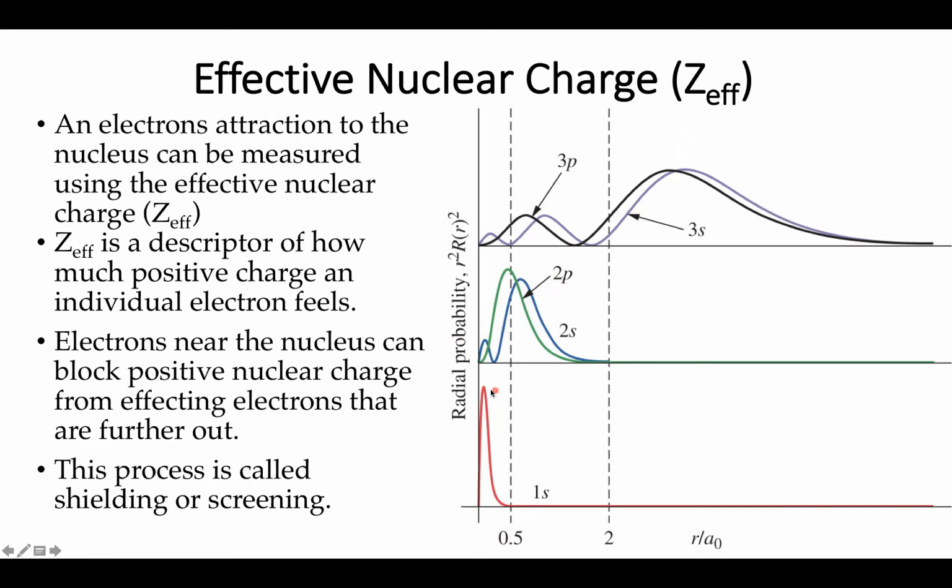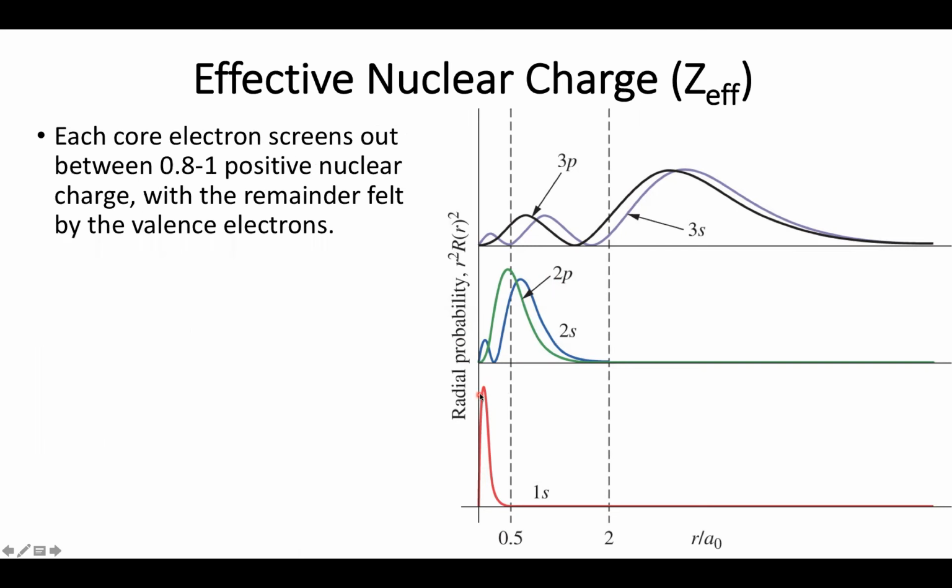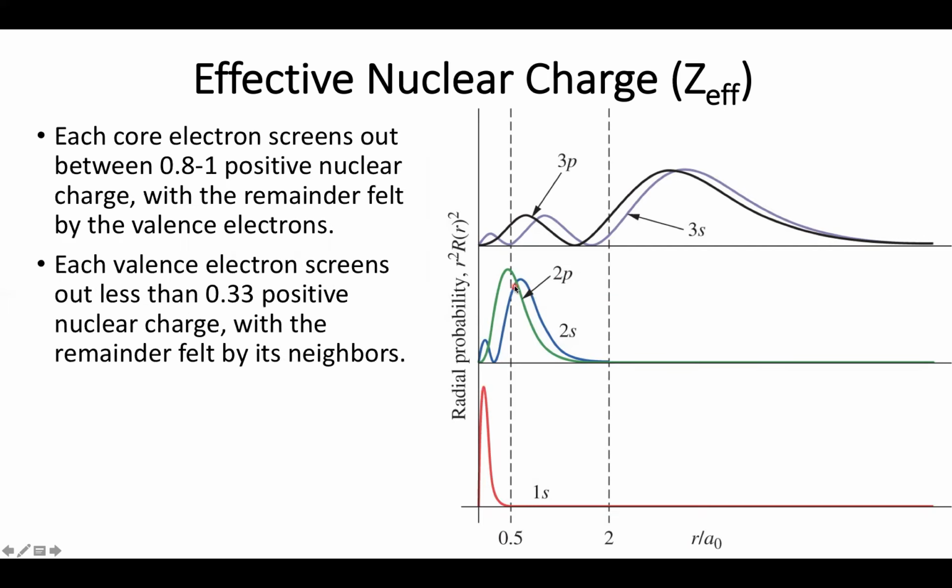So what ends up happening is that our inner core electrons more or less cancel out part of that charge. For each core electron I have, it cancels out somewhere between 0.8 and a full positive nuclear charge. However, my valence electrons will feel a little bit of that remainder. It also is worth noting that if I've got a 2p orbital, it's also going to be repulsed by my 2s orbitals. And so valence electrons tend to screen out somewhere under about 0.3, or a third, of a positive nuclear charge. Most of the time, a little bit less.